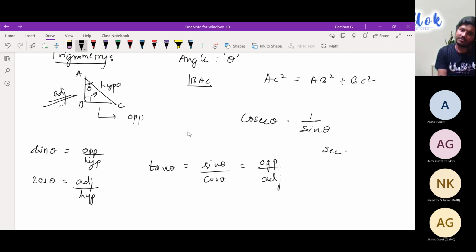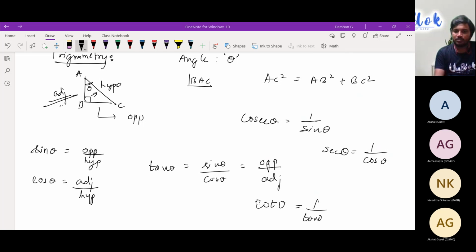We have secant, which is the reciprocal of cos, and we also have tan, and cosecant, which is the reciprocal of sine, and cot, which is the reciprocal of tan. Right. So I think you know till here.